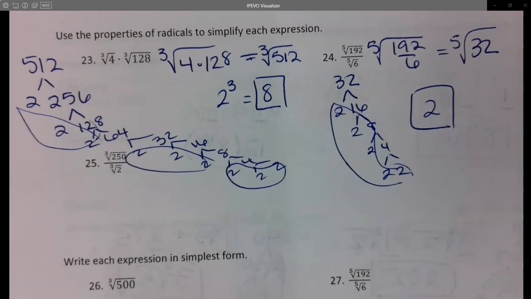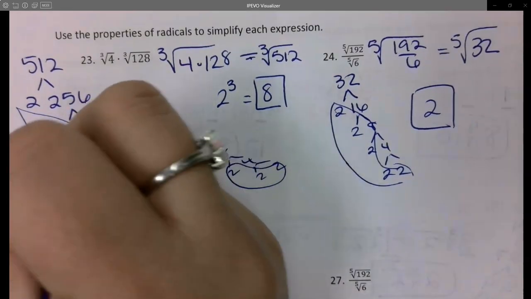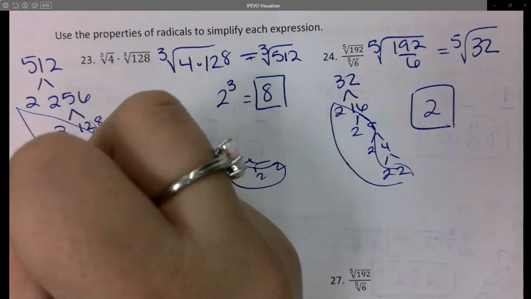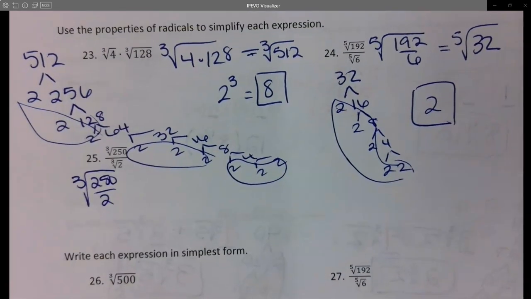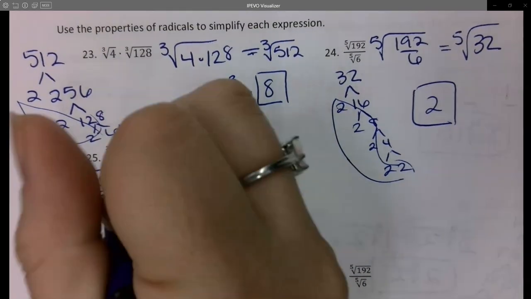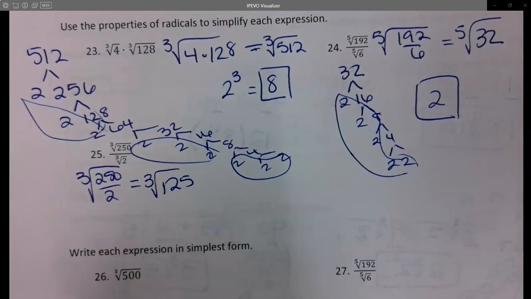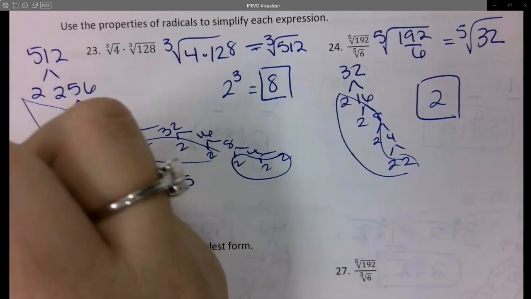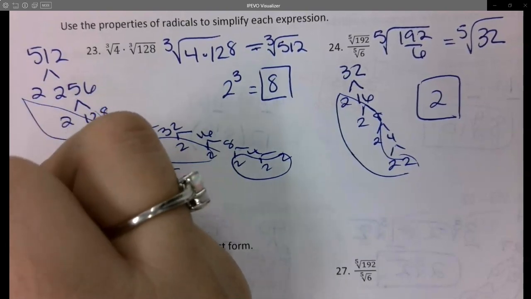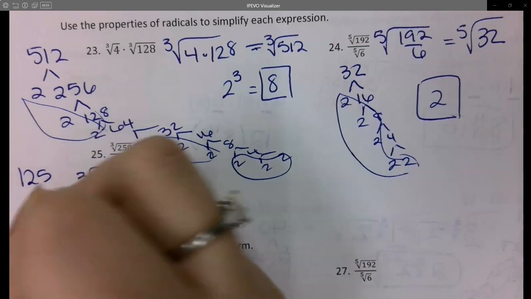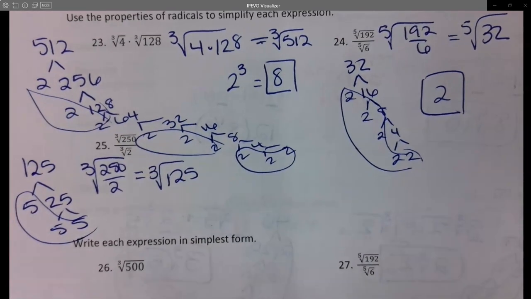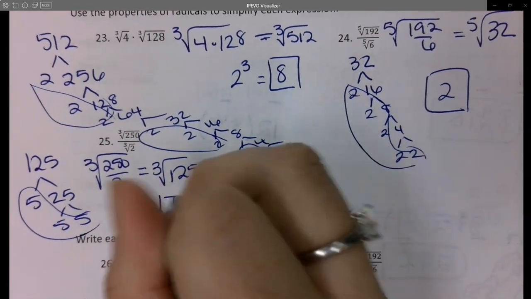On number 25, I want to rewrite as one giant fraction. I have 250 divided by 2, which simplifies to 125. I can factor tree 125. It gets me 5 and 25, 5 and 5. So I have 3 5s. My answer is just 5.